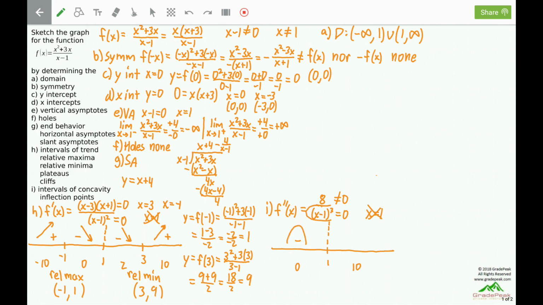Plugging the test value of 10 into the portion of the second derivative that matters, 10 minus 1 is positive. Positive cubed is positive. We have a positive second derivative, and this corresponds to concave up. We had no candidate numbers here. X equals 1 is a vertical asymptote, and so there are no inflection points at all.